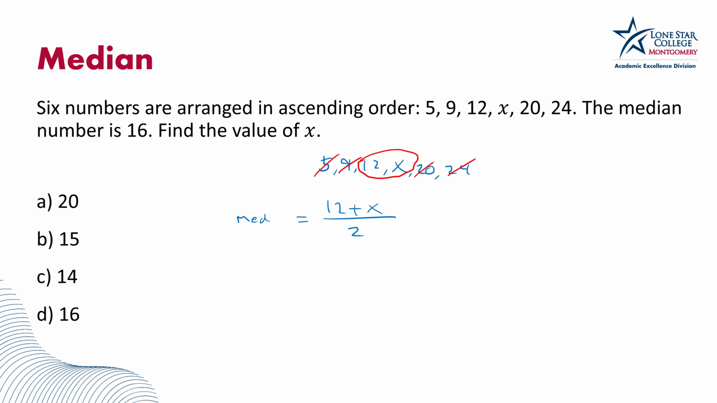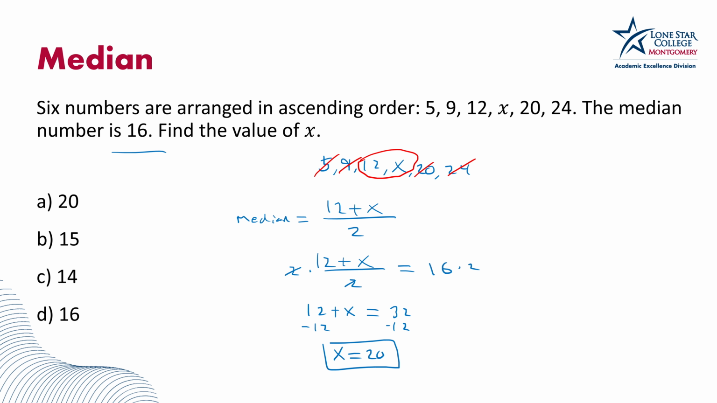But we know the median is given to us as 16. So we can say 12 plus x over 2 gives us 16. So we have an equation. So let's get rid of our denominator 2. So multiply both sides by 2 first. It cancels. 12 plus x equals 32. And to get x by itself, we subtract 12. So x has to be 20. So that would be our missing value of x, which gives us answer choice A.